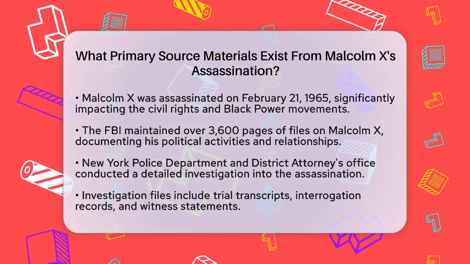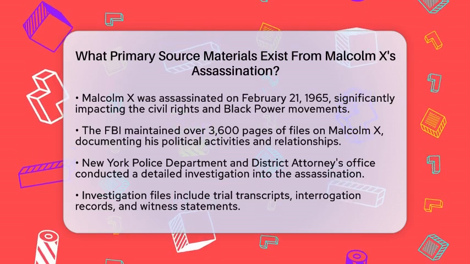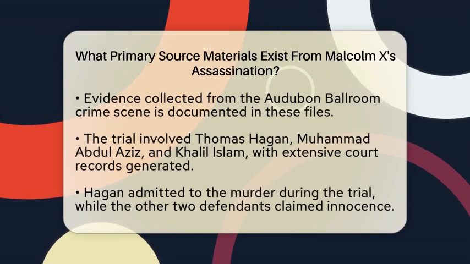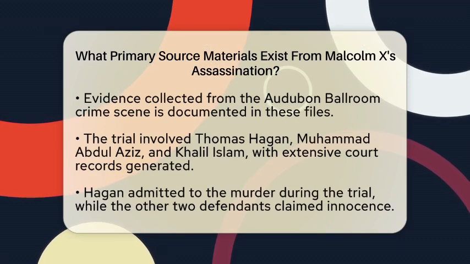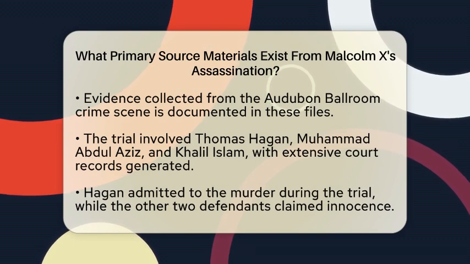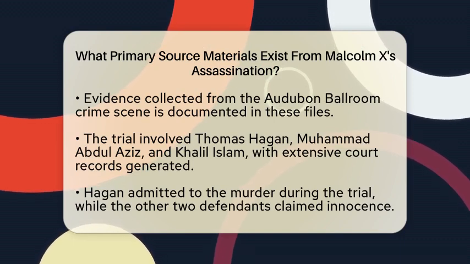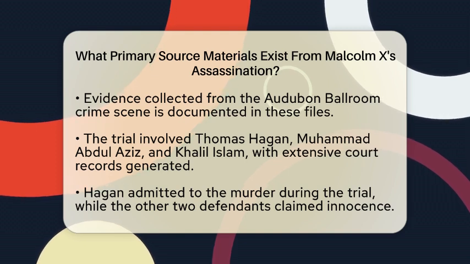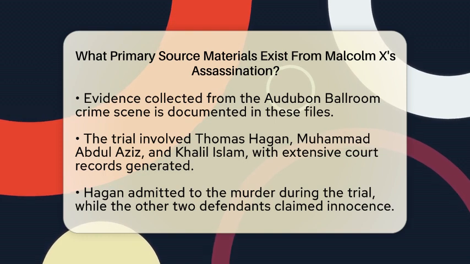Next, the New York Police Department and the District Attorney's Office conducted a thorough investigation into the assassination. Their case files include trial transcripts, interrogation records, and witness statements. They also contain evidence collected from the crime scene at the Audubon Ballroom, where Malcolm X was shot. This documentation details the prosecution of the three men convicted of his murder and their subsequent appeals.